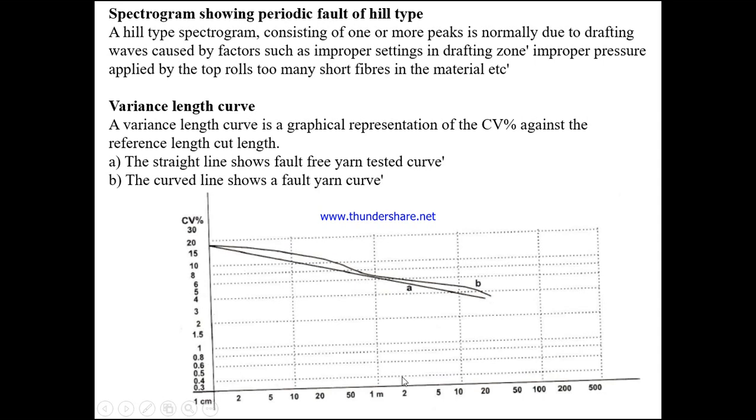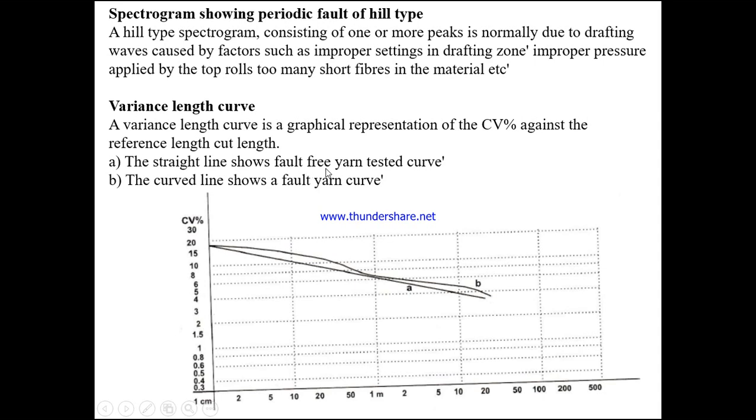So you will see here in this figure, this is a variance length curve, CV percentage versus length of the specimen. So there are two graphs. One is A, which is a smooth, straight line graph, and B is a little curvy graph. Okay, ups and downs are there. It is not a straight line. There are two types of specimen giving two types of variance length curve.